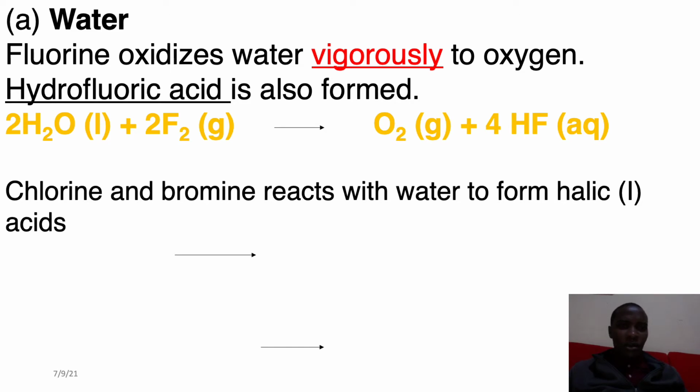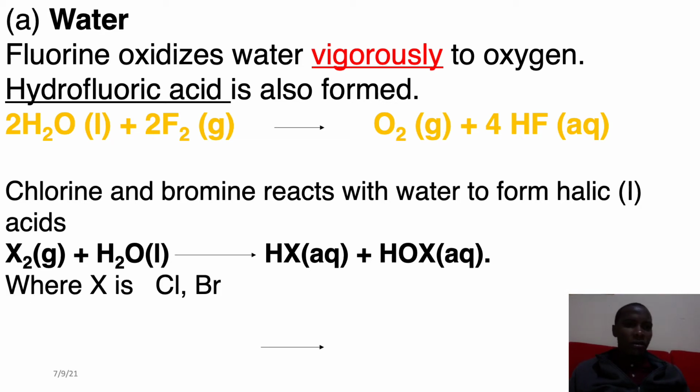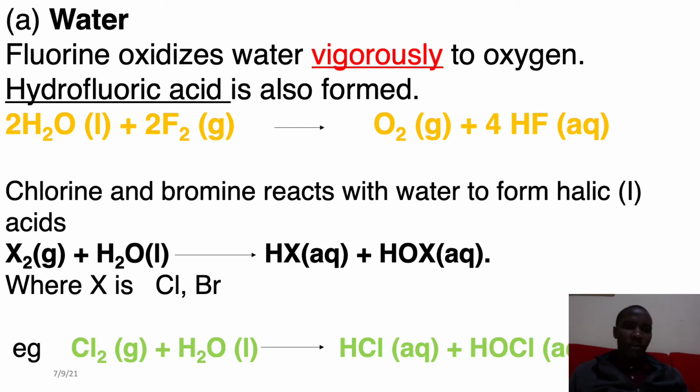When it is chlorine and bromine reacting with water, they will always produce for you the halic acid. If it is, for example, chlorine, it gives you hydrochloric acid and hypochlorous acid. If it is bromine, it gives you hydrobromic acid and hypobromous acid. So in that particular case, the equation is representing that X is either bromine or chlorine. We are giving an example where it is really necessary.